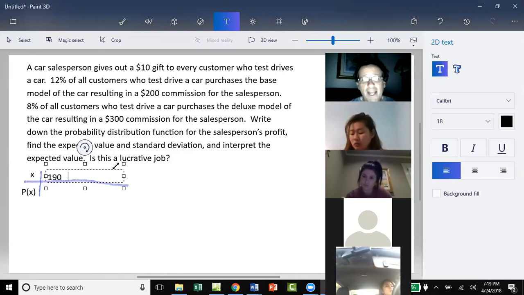What's another thing that could happen? What's another amount of profit that the car salesperson can make? 290? 290, right? Because that means that the luxury car was sold, and she got 300 and had to pay 10, and that's 290. Is there anything else that could happen?